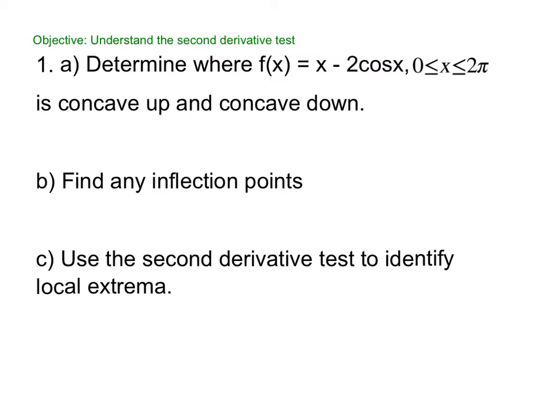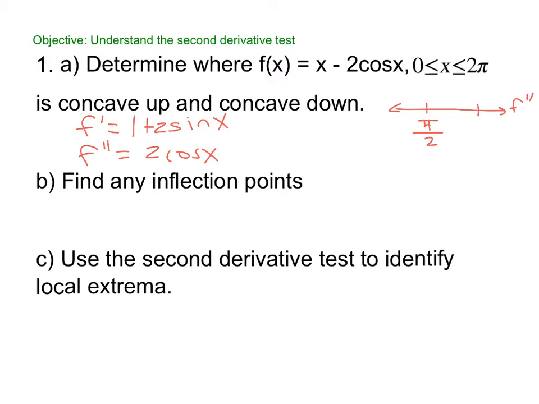Okay, so determine where f is concave up and concave down. So we have f prime. This is similar to the do now. 1 plus 2 sine x. F double prime is 2 cosine x. To figure out concavity, set the second derivative equal to 0. So 0 to 2 pi. So cosine equals 0 at pi over 2 and 3 pi over 2.